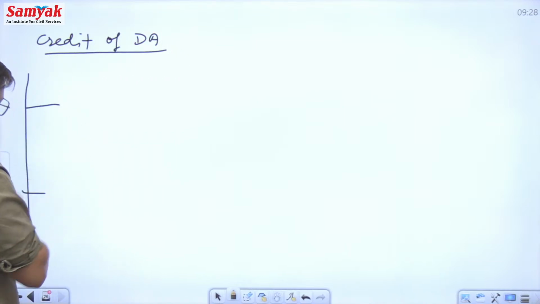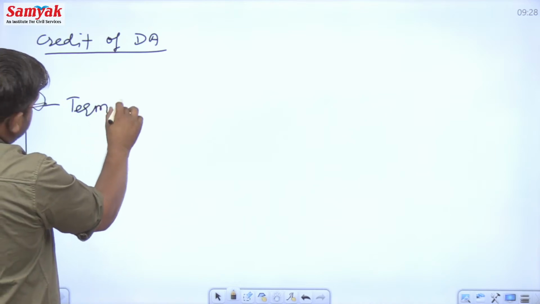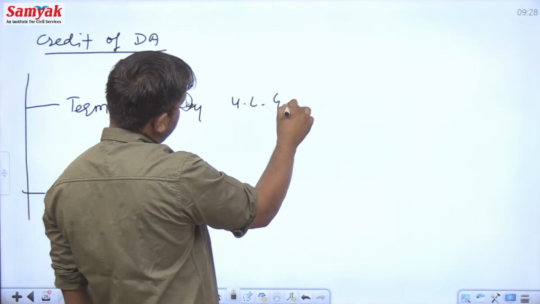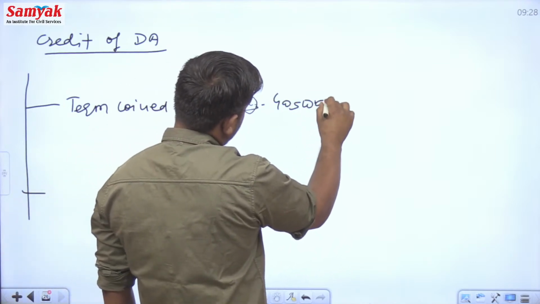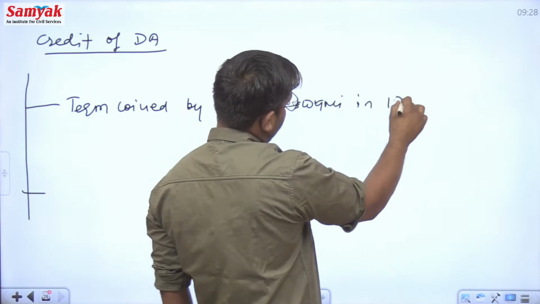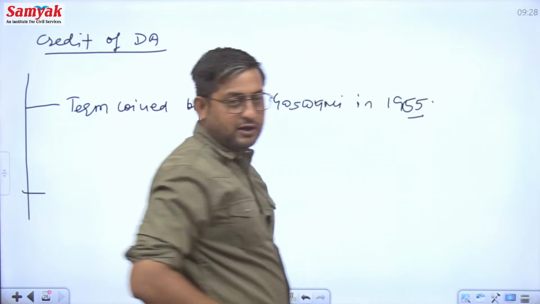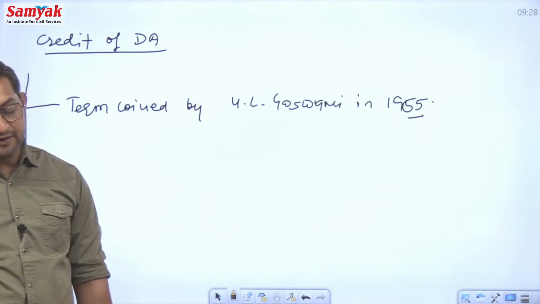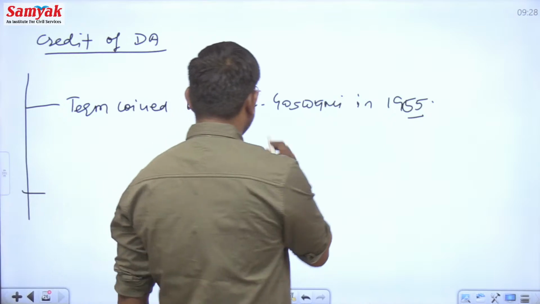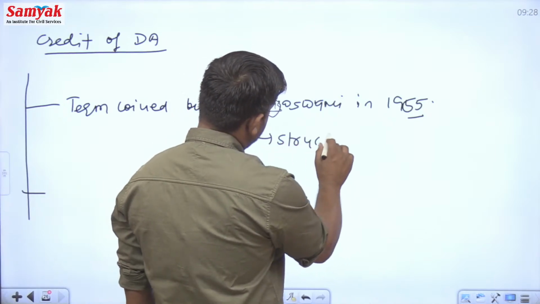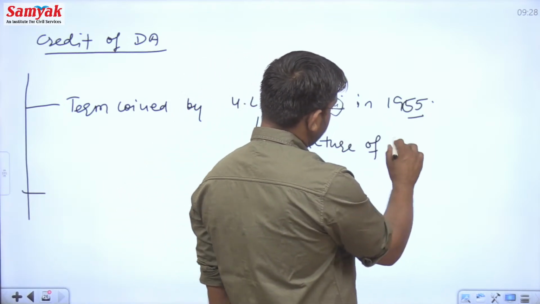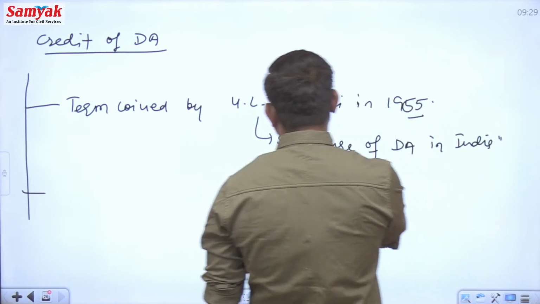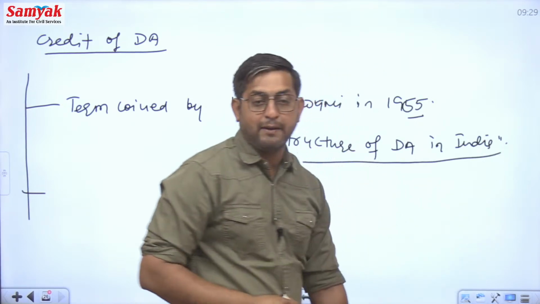So there are two people. One is who coined the term. So this term was coined by an Indian that is known as the UL Goswami in 1955. So the term was developed by the UL Goswami in 1955. He wrote an article that is known as Structure of DA in India. So he wrote an article, and the title of that article was Structure of DA means Development Administration in India. So in that article he used the term development administration.